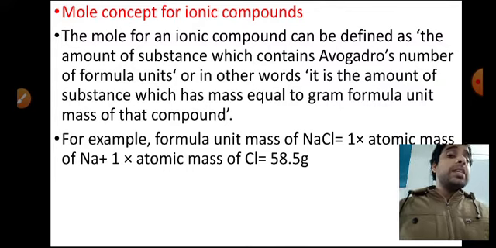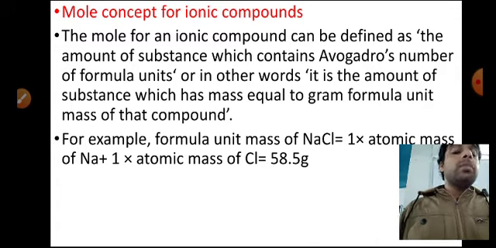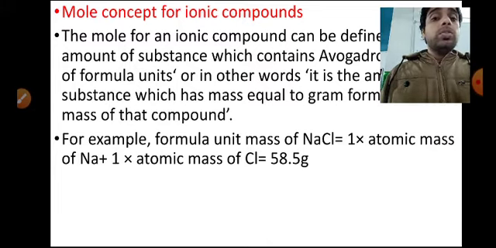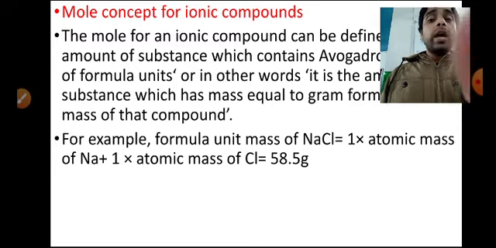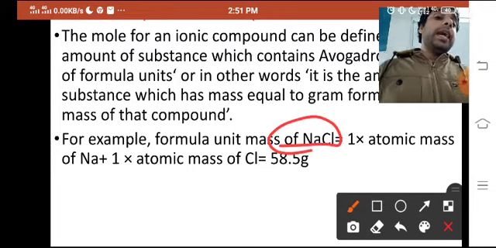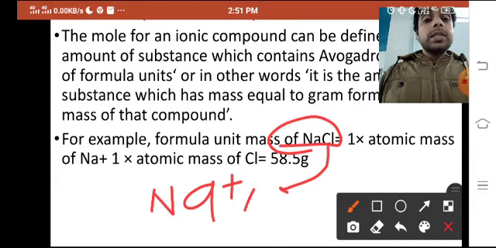The mole for an ionic compound can be defined as the amount of substance which contains Avogadro's number of formula units. This you have to find, and how will you find it? Suppose you have to calculate the formula unit mass of NaCl. So NaCl is equal to what? Formula unit mass: Na plus, Cl negative.